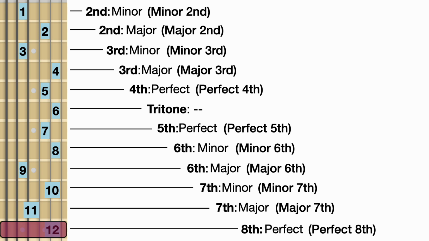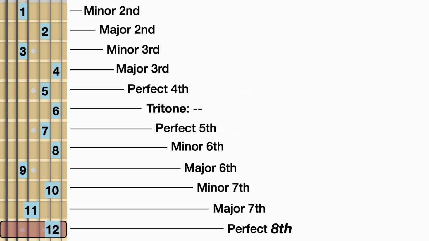That's the 8th degree, and we'll get into kind of why I have this here in a moment. But this is just cleaned up a little bit, right? We have our minor 2nd, our major 2nd, our minor 3rd, our major 3rd, our perfect 4th, tritone, perfect 5th, minor 6th, major 6th, minor 7th, major 7th, perfect 8th, otherwise known as the octave.